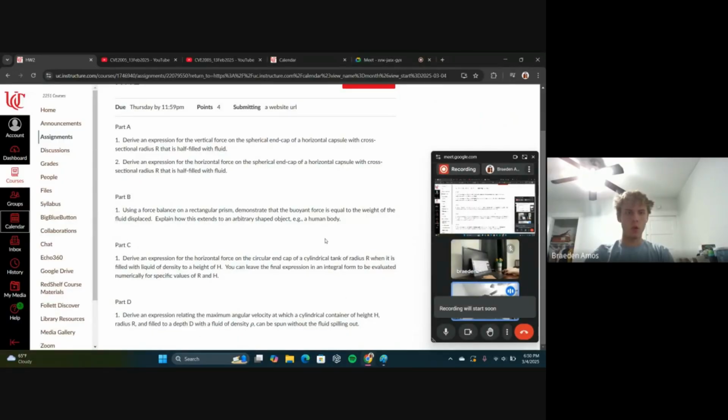Okay, this is homework 2, part C. So this one we need to derive an expression for the horizontal force on the circular end cap of a cylindrical tank of radius r when it is filled with liquid of density rho to a height of h. You can leave the final expression in an integral form to be evaluated numerically for specific values of r and h.